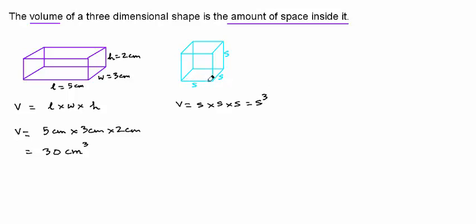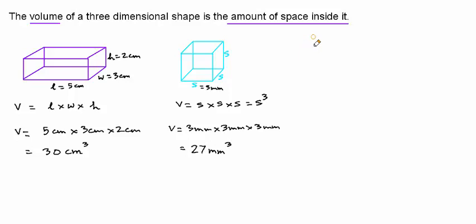And if each side, let's say, is equal to 3 millimeters, the volume of such a cube would be 3 millimeters times 3 millimeters times 3 millimeters, which is equal to 3 times 3 is 9, 9 times 3 is 27, 27 millimeters cubed.